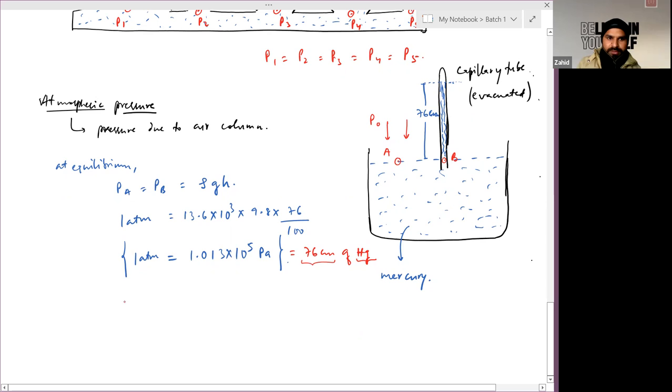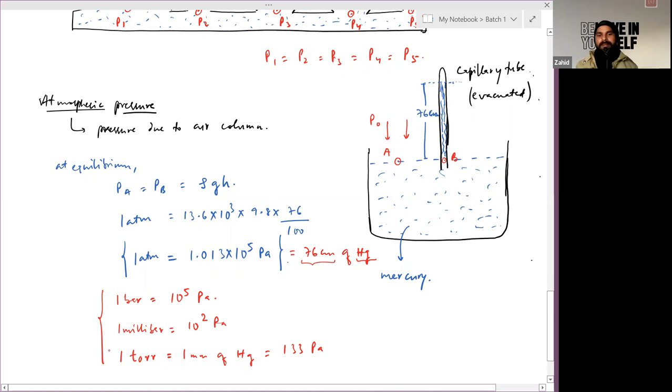There are some other units for this pressure. One is bar: 1 bar equals 10 to the power 5 Pascal. 1 millibar is 10 to the power 2 Pascal. 1 torr, defined by Torricelli, is the pressure exerted by 1 mm of Hg, so it equals 133 Pascal. Just write this down.